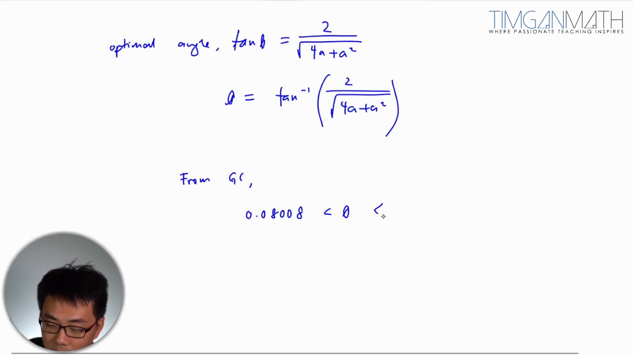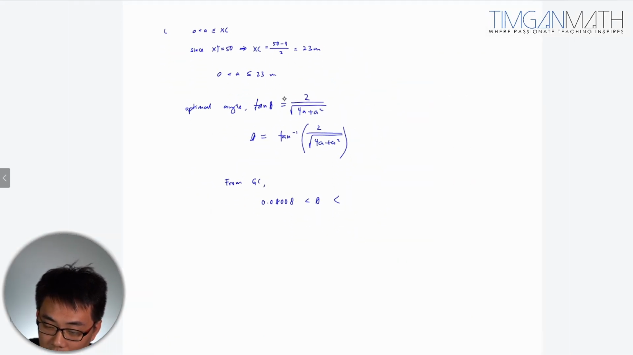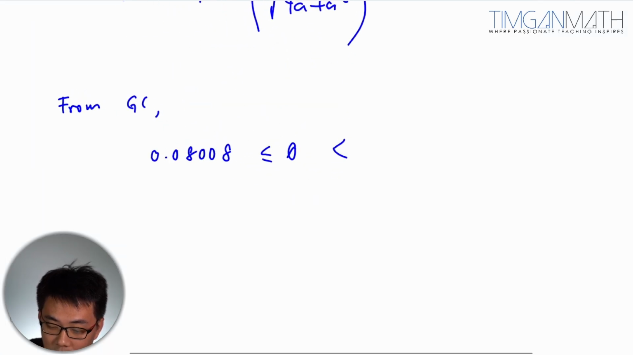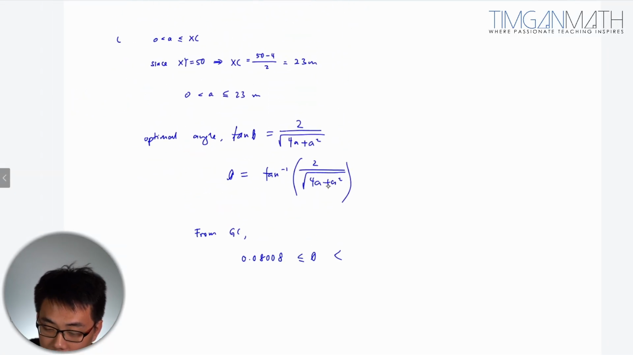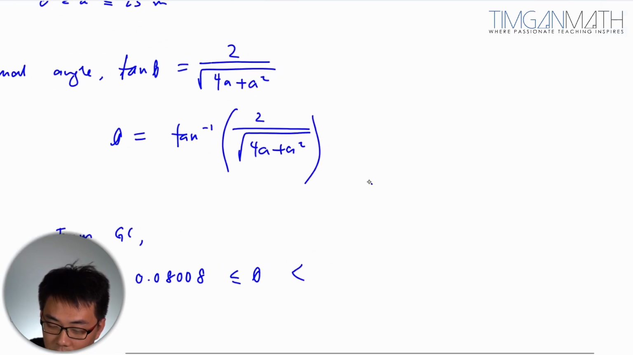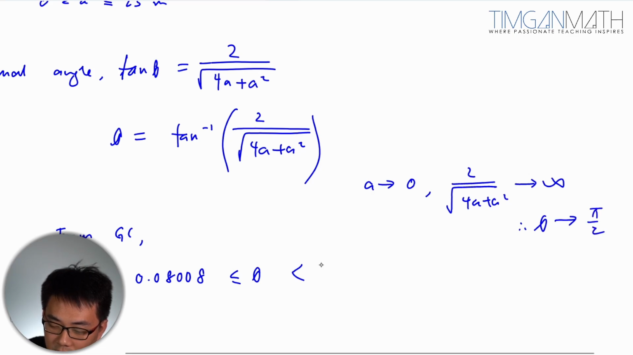Then at the maximum, a is equal to this portion, 23. Then when a is 0, it's quite straightforward. When a is 0, 2 over the square root of 4a plus a squared tends to infinity. Okay, so as a goes to 0, it goes to infinity, hence theta goes to pi over 2 definitely. So this is pi over 2 here. You can just check.